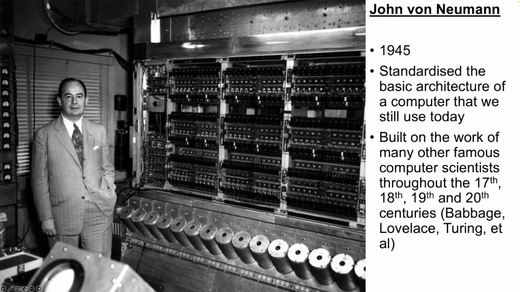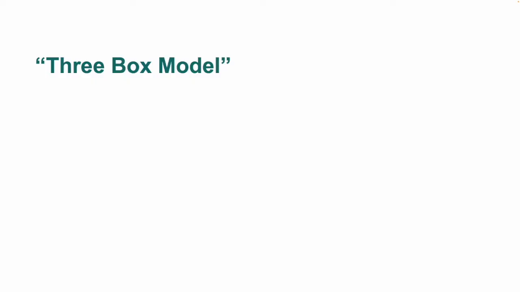He was not alone. He built this on the back of efforts from many other people throughout history, such as Babbage, Lovelace, Turing, and many, many more. Okay, so what exactly does his architecture look like? His architecture, which is the layout of a computer, the components that we have and how they interact, is often called the three-box model.